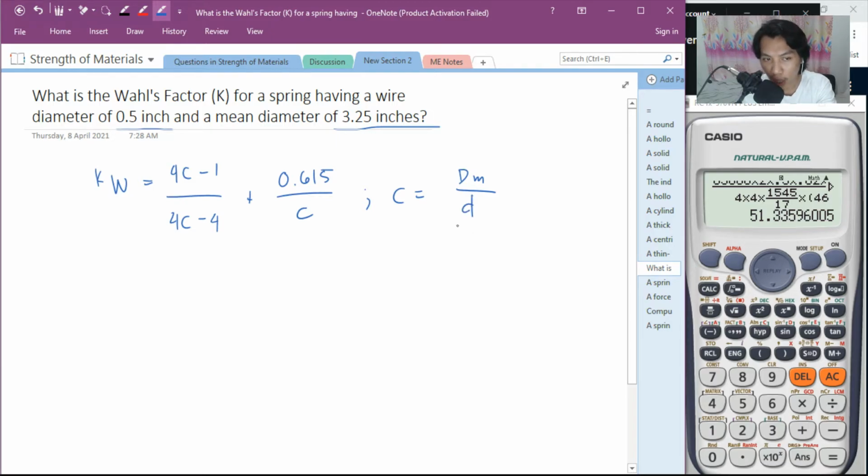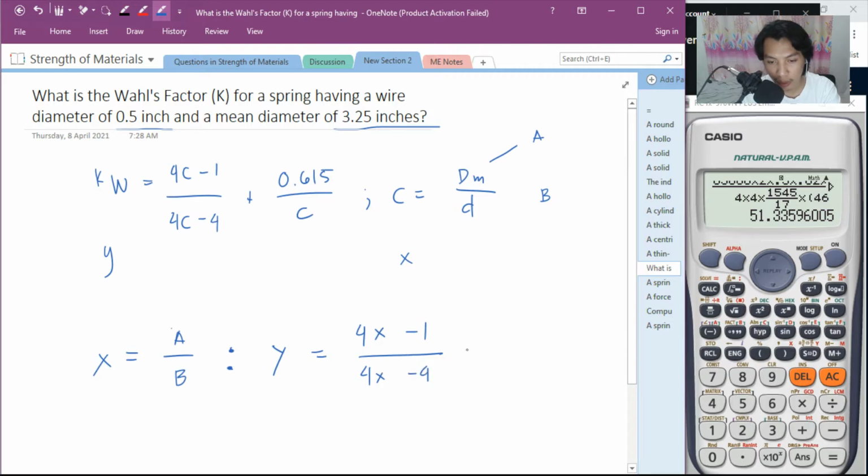Now, sir, can we solve it in one go on our calculator? Yes. You let this be Y and you let this be X. Start with X, as I taught you before in topic 1. You let the DM be letter A, and this letter B, and so on. The C, you denote as X. So, A over B, then semicolon. Then Y equals 4X minus 1 over 4X minus 4 plus 0.615 over X. Now press it on the calculator.